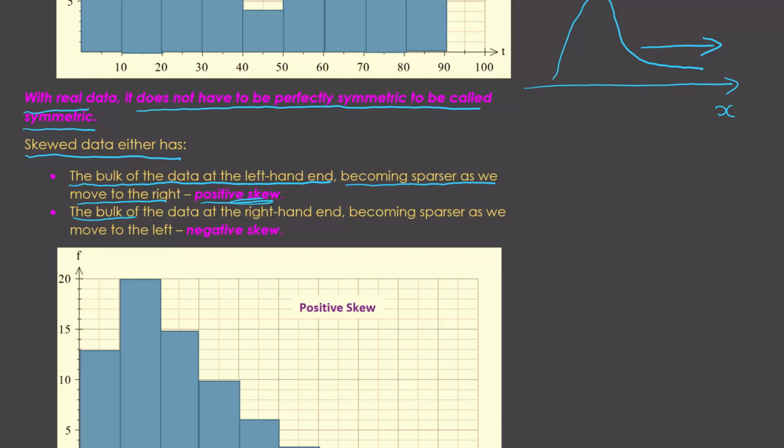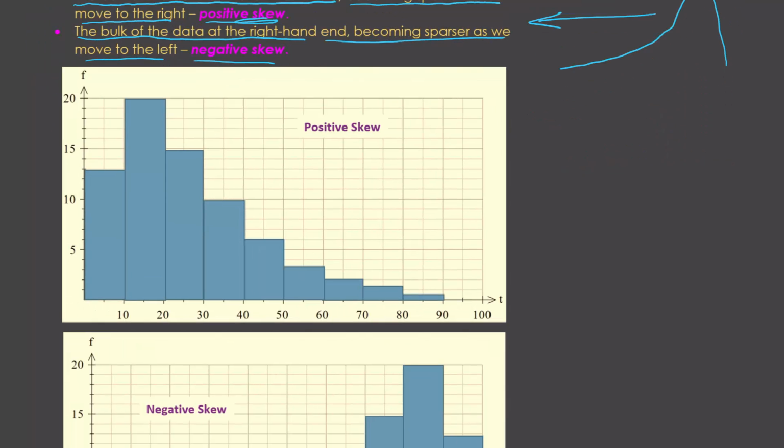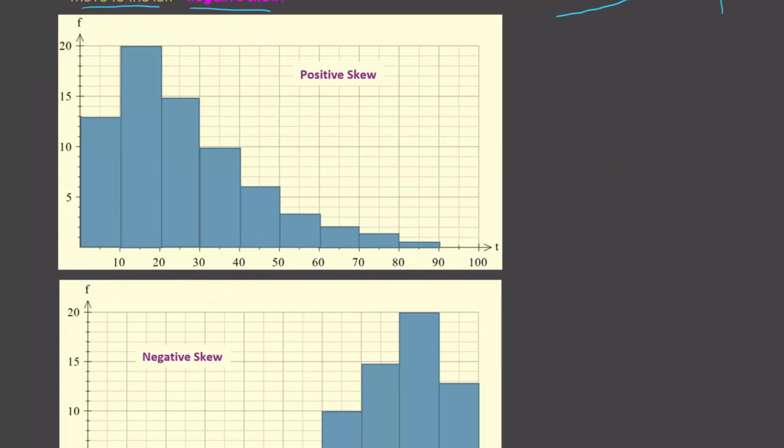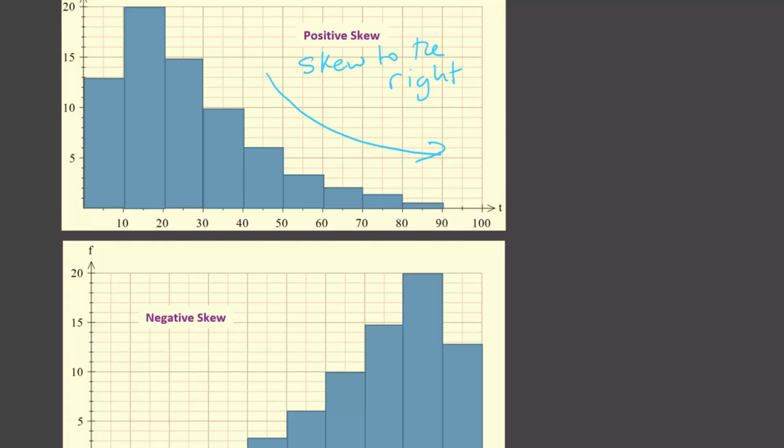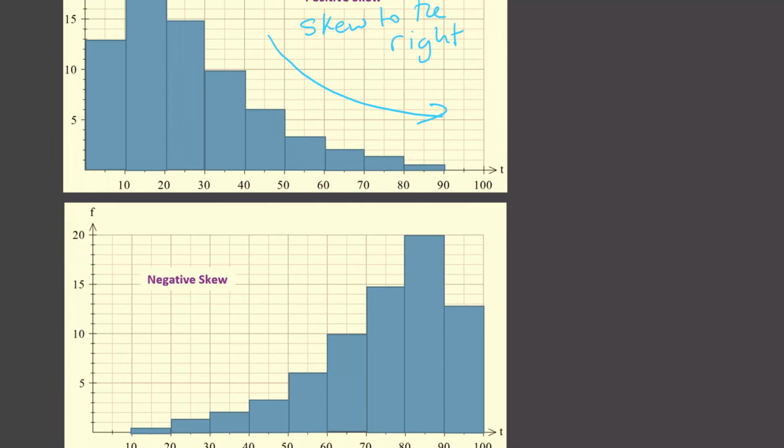It can also have the bulk of the data at the right-hand end becoming sparser as we move to the left, and that's negative skew, and for the same reason. What we've done is we've stretched the data in the direction of the negative numbers. So positive skew looks like this. It's sometimes referred to as skew to the right. So it's pulled out to the right. And negative skew looks like this, sometimes called skew to the left, and you can see the data is stretched along there.